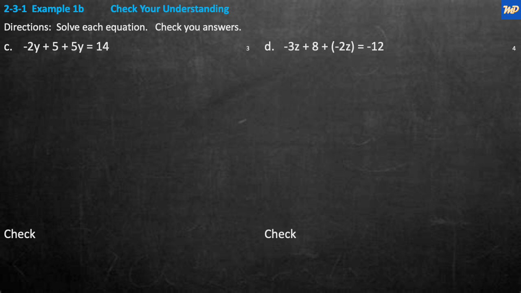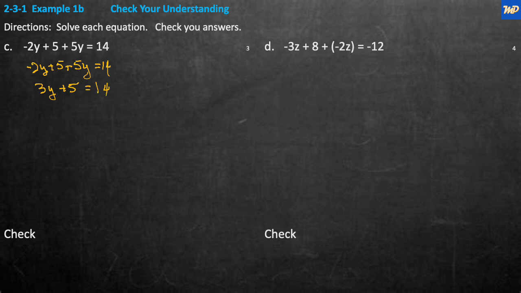Okay, I'm assuming you've done your best on that and you've got all the answers. So let's give it a try. To start off with the first one, we're going to rewrite the equation: negative 2y plus 5 plus 5y is equal to 14. Now we have to combine the like terms that are on the same side. On the left side, we have a negative 2y and a plus 5y. So that's going to be 5 minus 2 is 3y plus 5 is equal to 14.